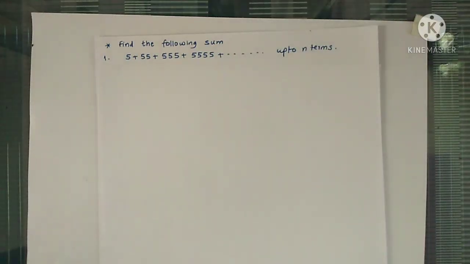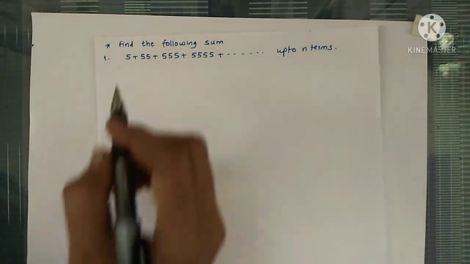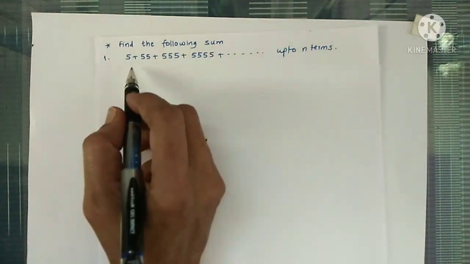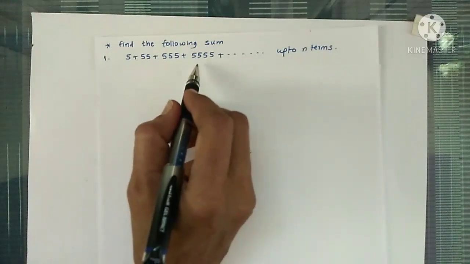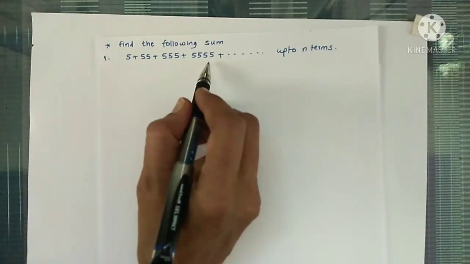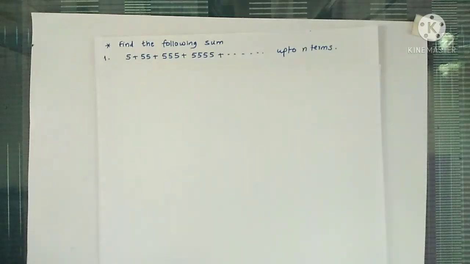Students, in this video, let's solve two questions based on geometric progression and then let's learn what is harmonic progression. First of all, the question given here is: find the following sum, 5 plus 55 plus 555 plus 5555 plus so on up to n terms.